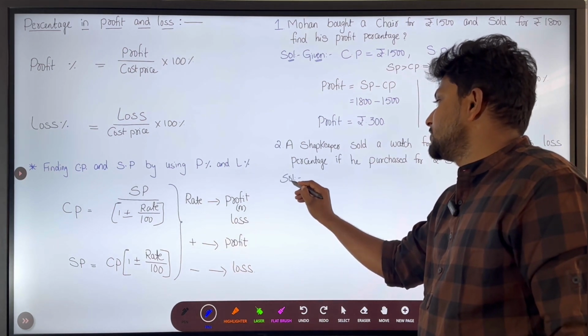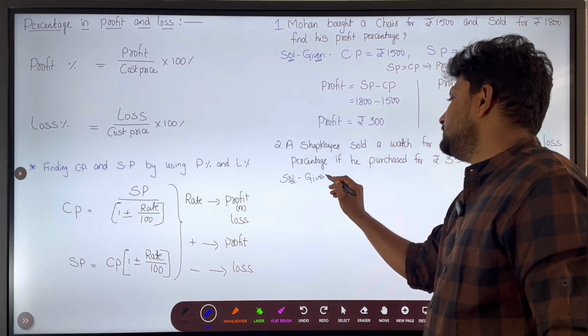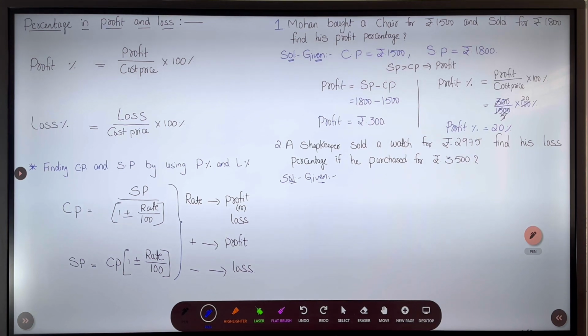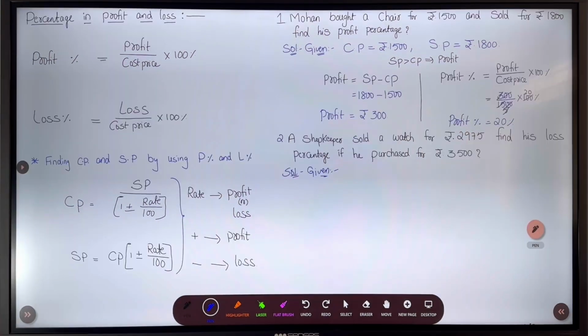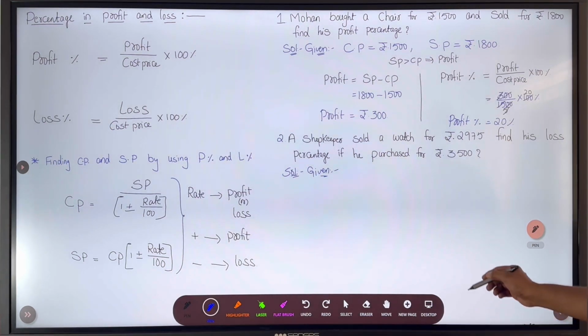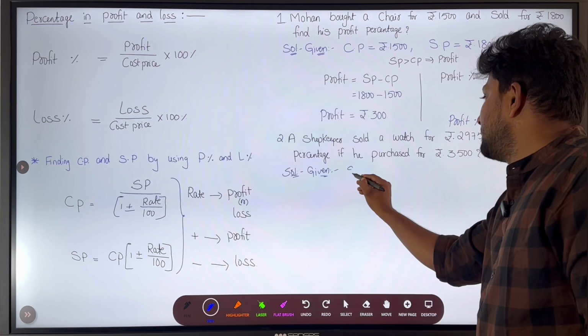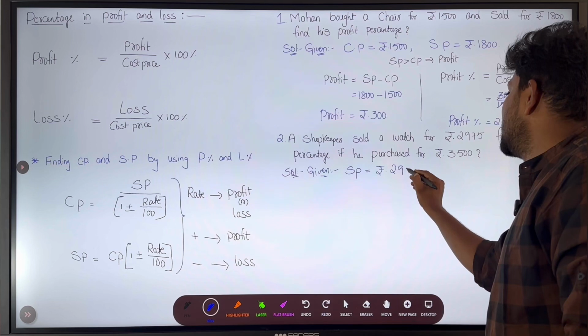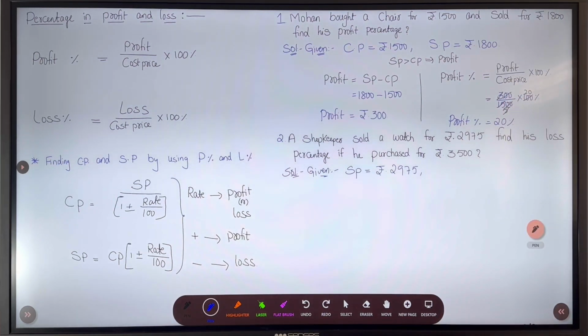Next question. What is the next question? Can you read the next question? What have they given? A shopkeeper sold a watch for rupees 2,975. For how much was the watch sold? Rupees 2,975. Sold means selling price. Selling price equals rupees 2,975. Find his loss percentage.